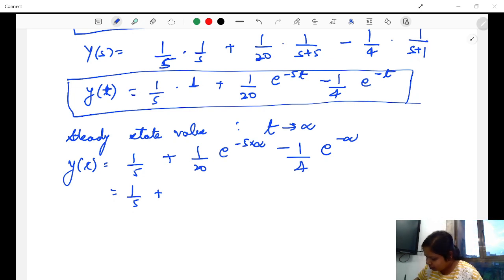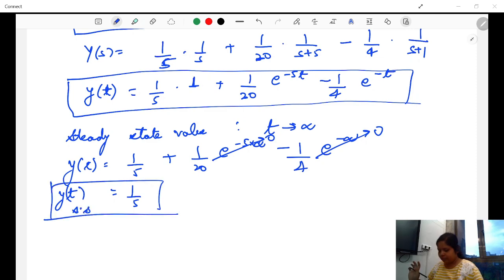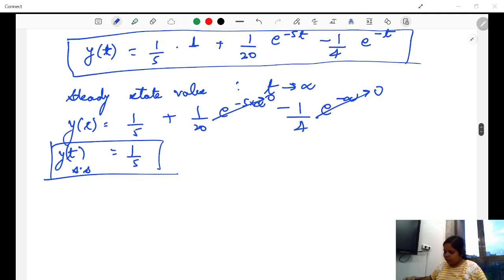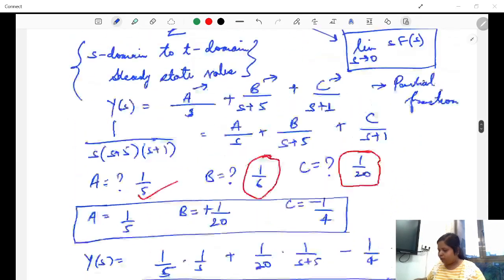It is 0 because if you have e to the power some very high negative quantity, definitely this term is going to diminish. And similarly here. So you'll just have 1 by 5. So your steady state is 1 by 5. And this is your answer. Now, this is the first approach that you have taken.